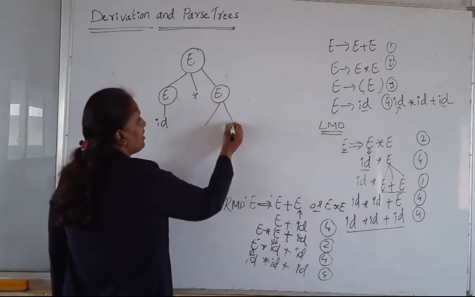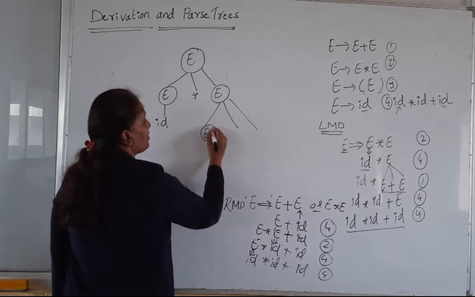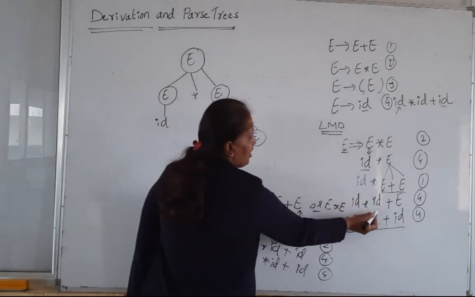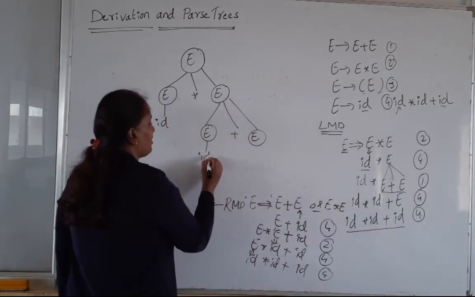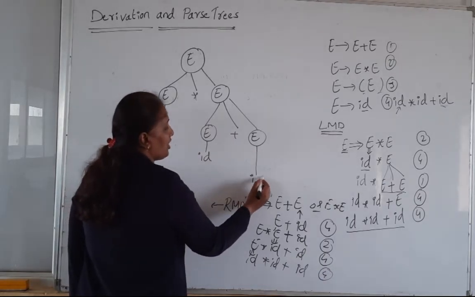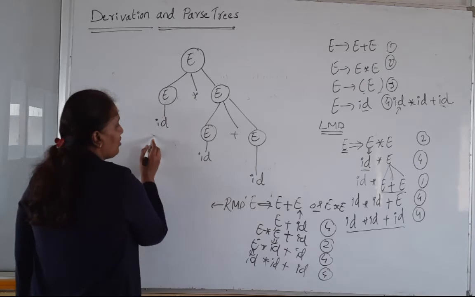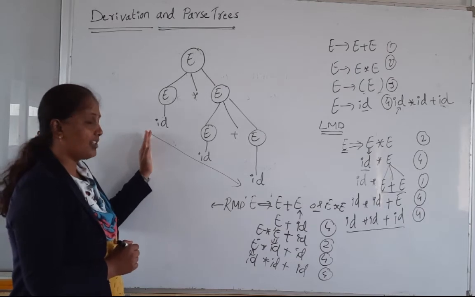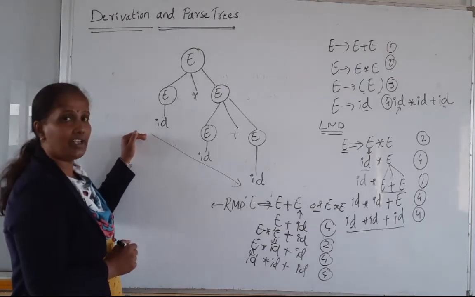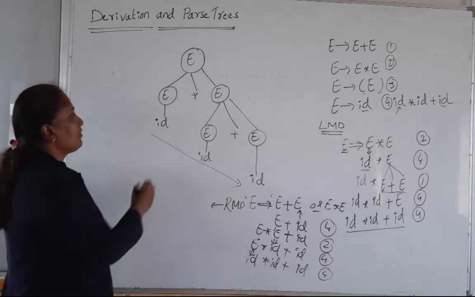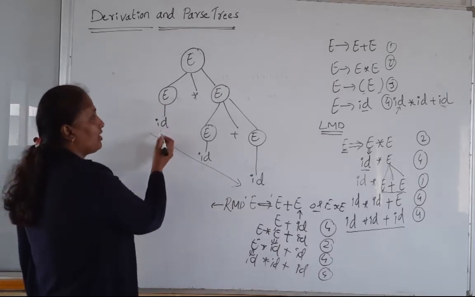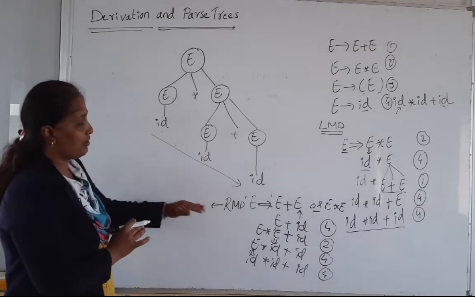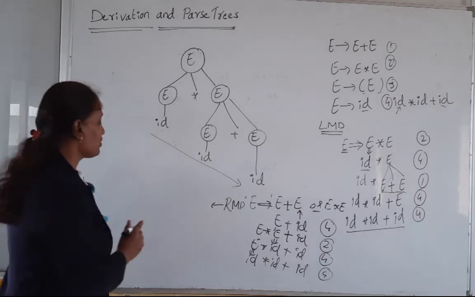So in the next iteration, this E is derived as E plus E. Okay, in the next iteration, I am going to derive this E as an ID. And in the next iteration, I am going to derive this E as an ID. So check out the height of the tree. The height of the tree itself shows you did the leftmost derivation. First you derived the leftmost non-terminal, then you moved towards the right. Okay. So next I will draw the parse tree for rightmost derivation also.